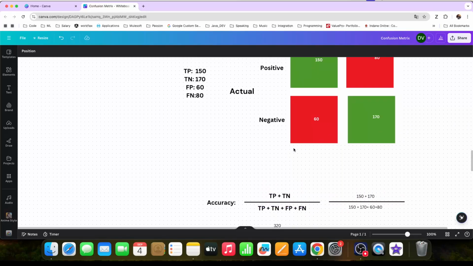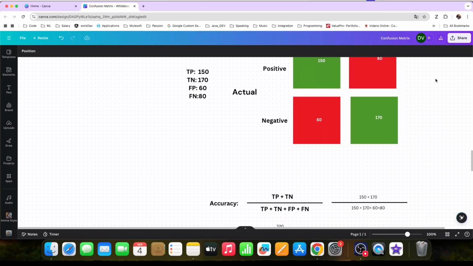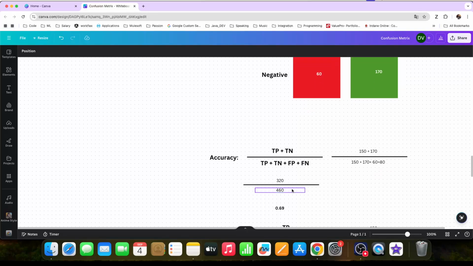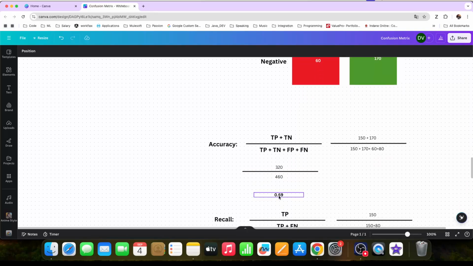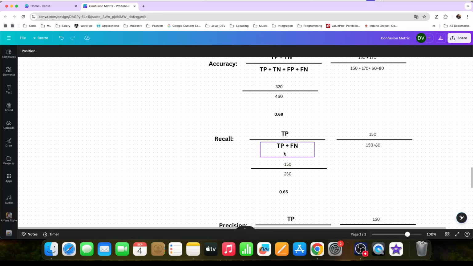I'm just putting in those counts. This is true positive, so I put 150, plus true negative. So this is true negative. I sum up true positive plus true negative, and under that I calculate all four squares. So 150 plus 170 plus 60 plus 80. And finally, the accuracy of my model comes to 0.69. Just hold on to that concept. I'll come to that point as well.